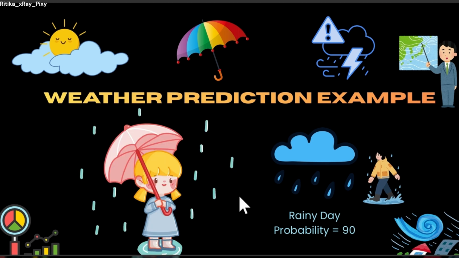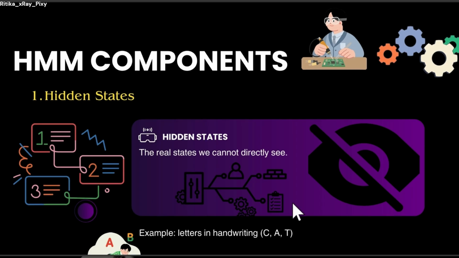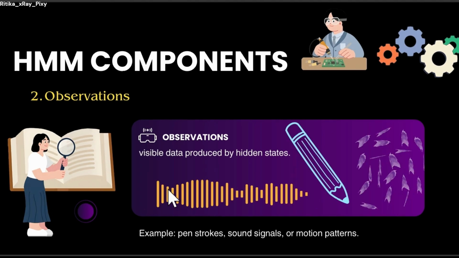Now you can see the main components of HMM. First we have hidden states. Hidden states means the real state cannot be directly seen, for example letters in handwriting, like C-A-T. Initially they are hidden, we cannot see them directly. The second component is observations. These are the visible data produced by the hidden states. For example, we will see the pen stroke, sound signals or motion patterns.